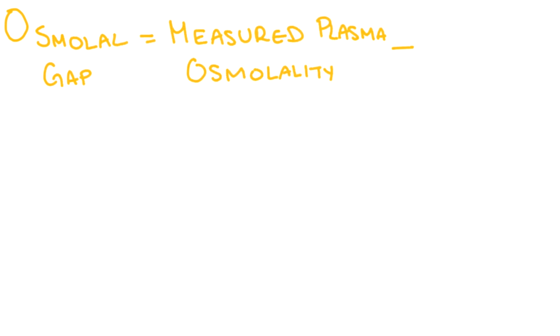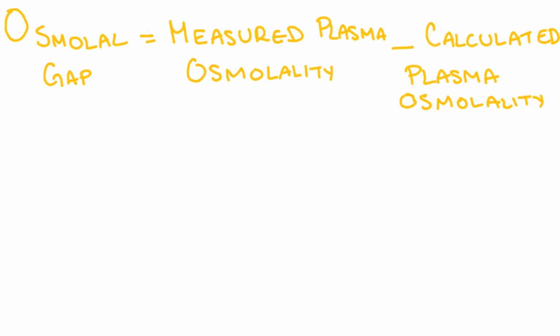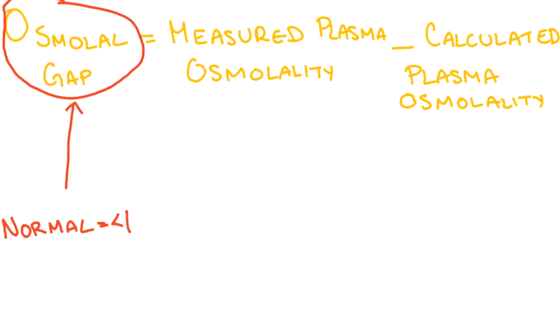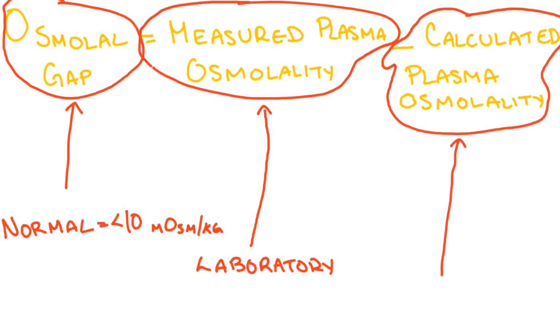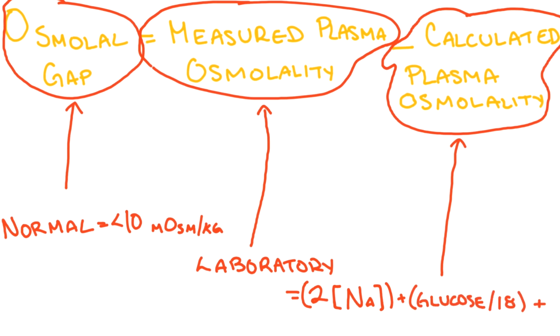The osmolal gap is the difference between the measured plasma osmolality and the calculated plasma osmolality. A normal osmolal gap is less than 10. The measured plasma osmolality is measured in the laboratory. The calculated plasma osmolality can be calculated using an equation. This equation is worth committing to memory. Calculated plasma osmolality is equal to 2 times the plasma sodium plus glucose divided by 18 plus BUN divided by 2.8. By this equation, we can see that 3 things contribute to plasma osmolality: sodium, glucose, and urea.